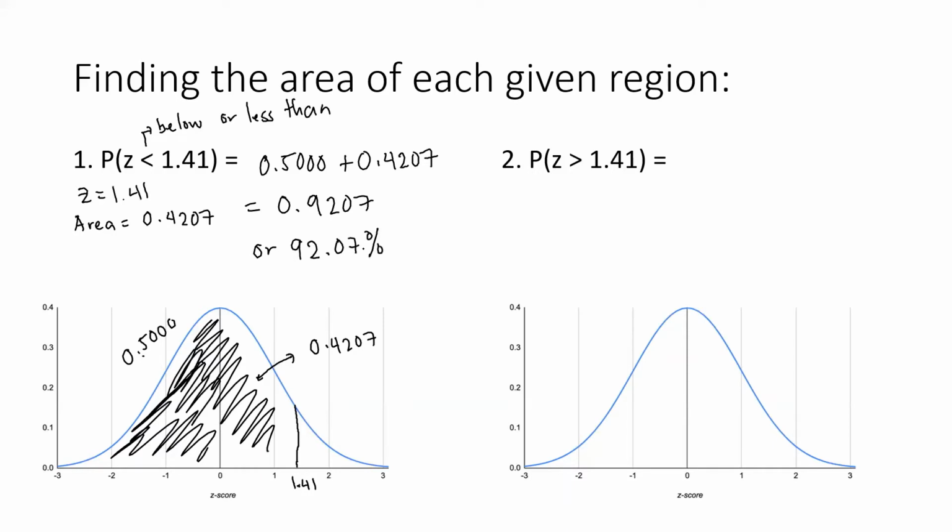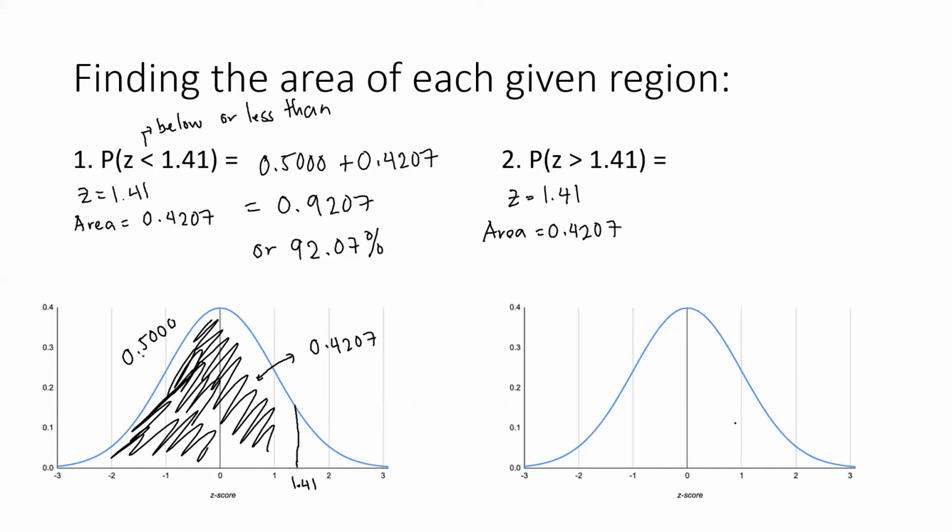Okay, so here, for the second example, which is P where z is greater than 1.41, we're going to do the first step by identifying the z-score and the area that corresponds to the z-score.